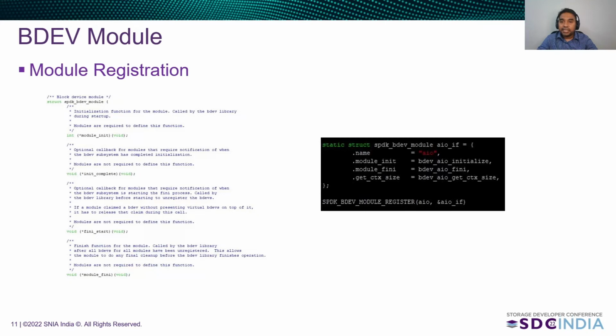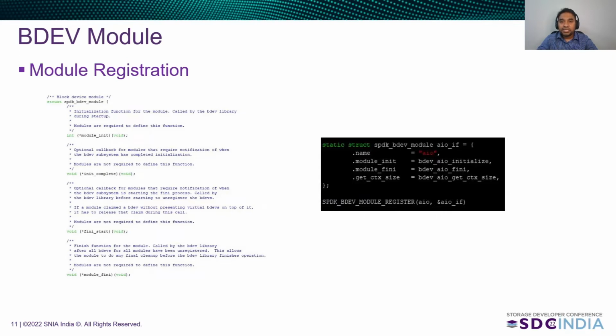This slide showcases how a BDEV module can be registered with the SPDK storage stack. Image on the left shows the SPDK BDEV module structure that contains various function pointers that need to be implemented by the BDEV module. Module init is a mandatory function pointer that needs to be implemented as it is the initialization function for the module. It is called by the BDEV library during the startup. Most of the other function pointers are not mandatory to be implemented by a BDEV module.